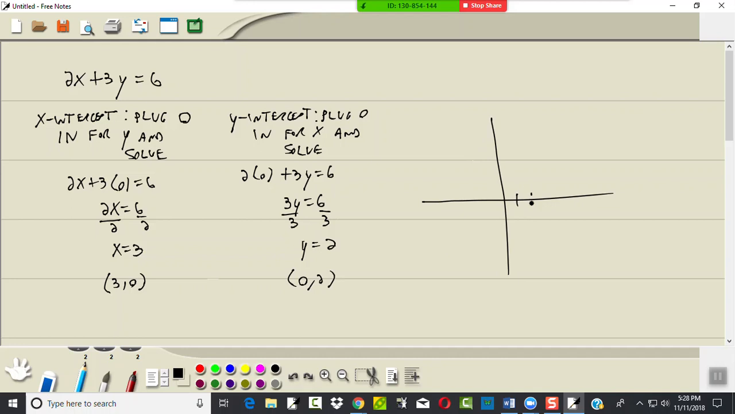So I'm going to have (3, 0), which would be right here. And I have (0, 2), which would be right here. And then you draw a line through them. And that would be our graph. Now, if I'm using the Desmos, I don't have to find the intercepts. I just type this in exactly as you see it. And that'll give me my graph.